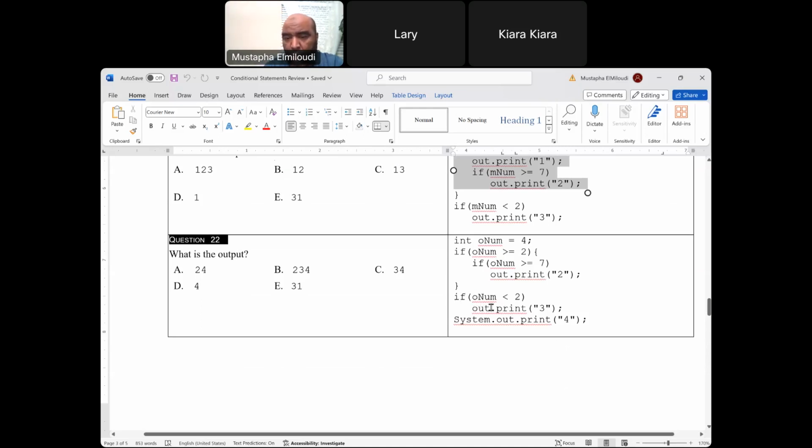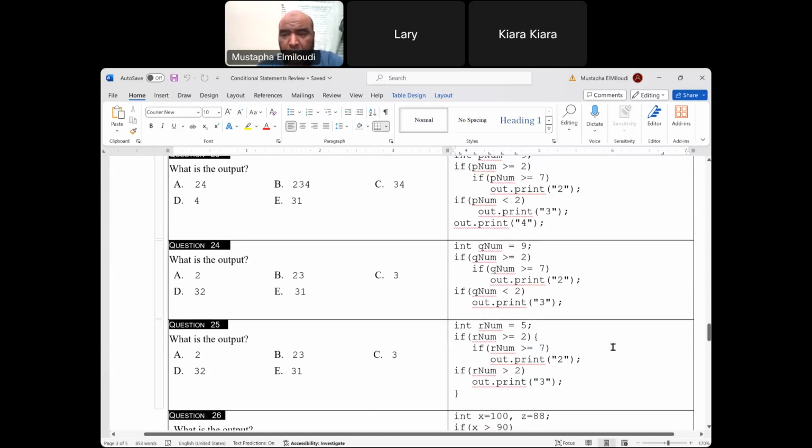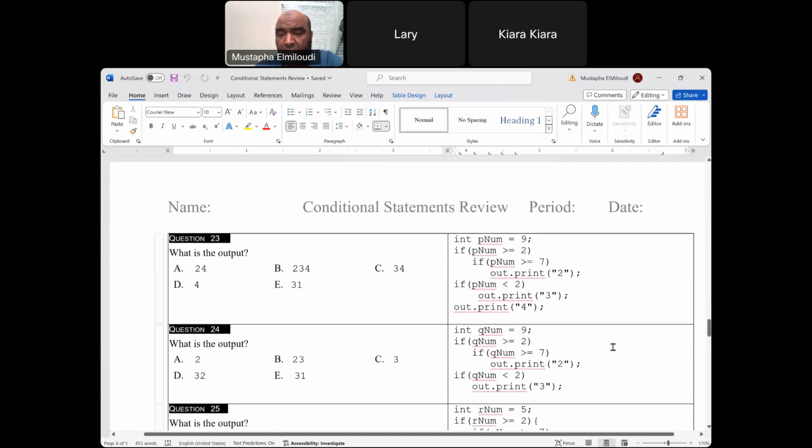So here you have oNum less than 2 is 3. But the statement for number 4 is a separate statement. It does not depend on it because of the absence of braces. Only print 3 is part of that condition, which is oNum less than 2. So now we know that the first one did not print anything. Now is oNum, which is 4, less than 2? No. Now number 4 will be printed no matter what. That's the only one that is printed. So it's D. So this comes with practice. The more you practice, the more you get.